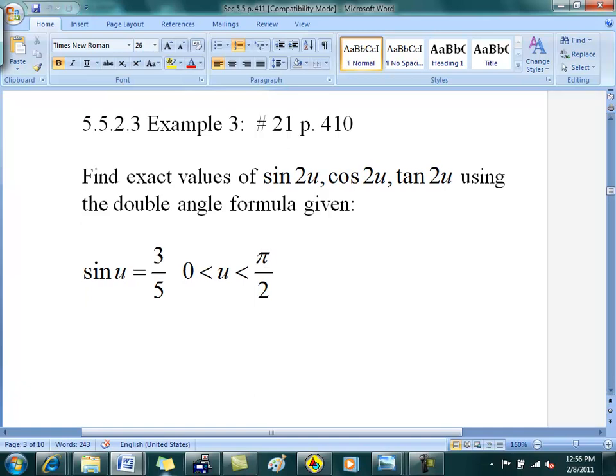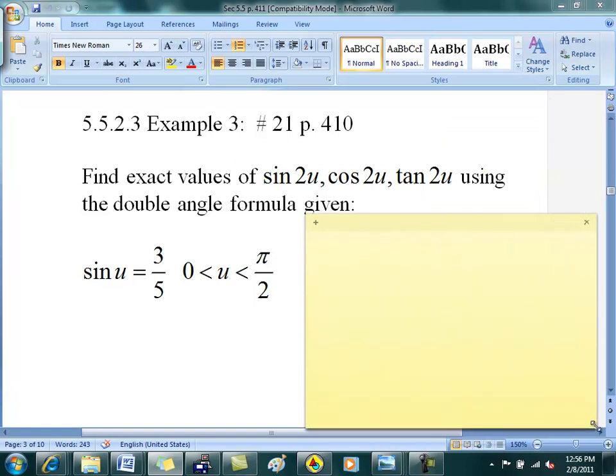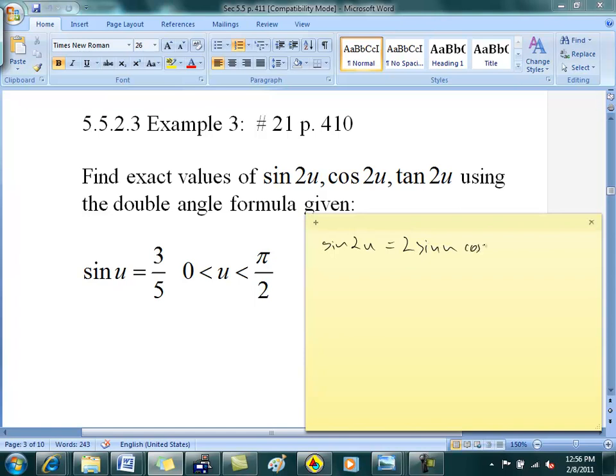Okay, next example. So, they're asking you to find sine 2u. So, what are you going to say? Nice. 2 sine u cosine u. Nice, good job. Well, you know sine u is 3 over 5. What's cosine u equal to? 4 over 5. Everybody with Sina on that? Yeah? Anybody need explanation on that? Jacob? No, she's good. So what do you get out of there?